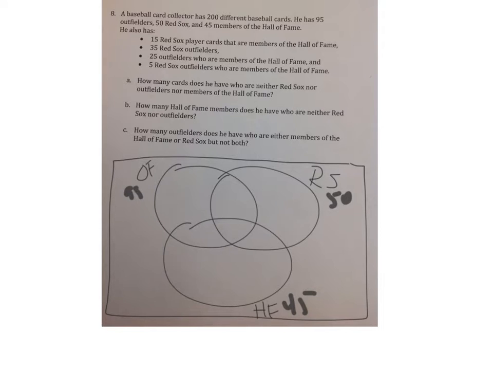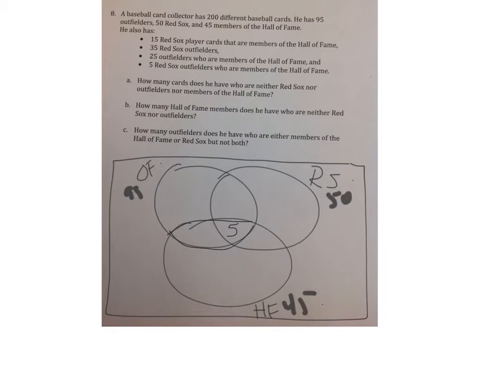15 Red Sox player cards that are members of the Hall of Fame. So Red Sox and Hall of Fame. 35 Red Sox outfielders. 25 outfielders who are members of the Hall of Fame, and 5 Red Sox outfielders who are members of the Hall of Fame. There you go. That's your starting point.